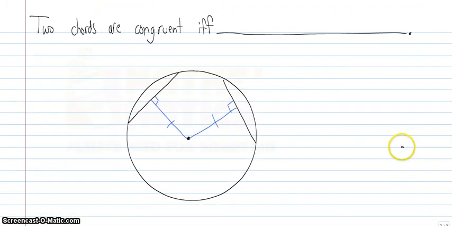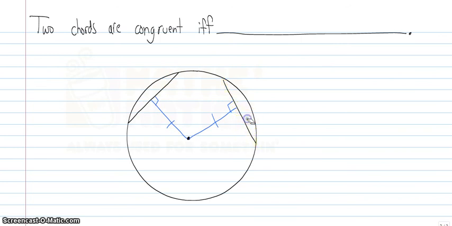Two chords are congruent if and only if they are equidistant from the center of the circle. In other words, if this orange chord is congruent to this yellow chord, that means that they're the same distance from the center. And with distance, it's implied that we're talking about the shortest distance, the perpendicular distance. So these two segments would have to be congruent to each other.